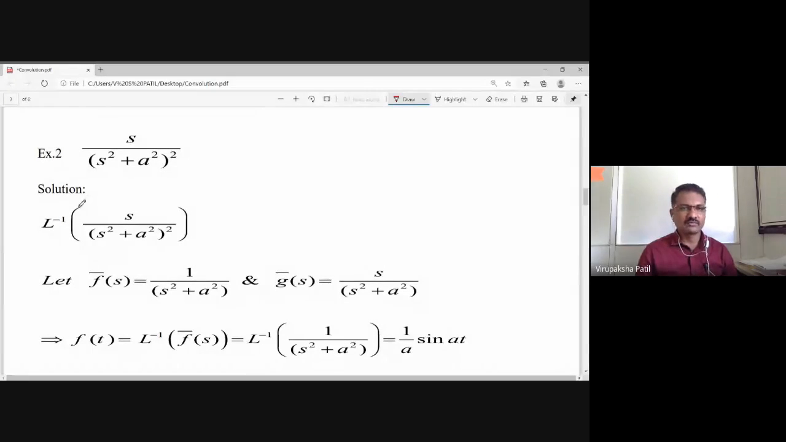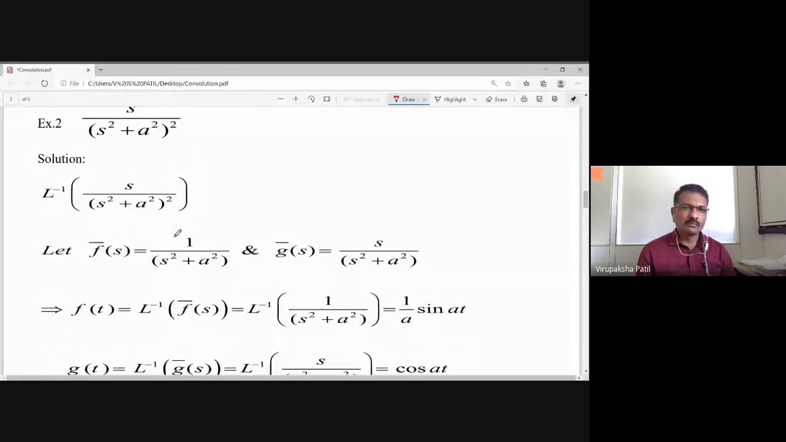L inverse of s divided by s square plus a square whole square. You will write down this first. Then you have to split this into two parts. In the numerator you have s, in the denominator you have s square plus a square whole square. Either you choose this as f bar s, or this as f bar s, no need to worry.